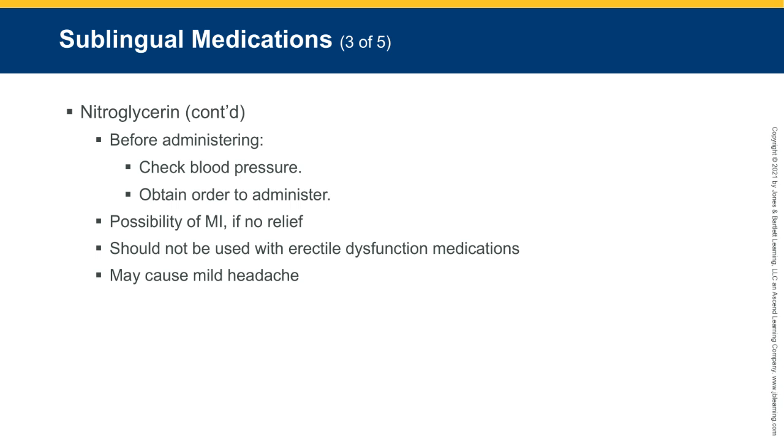Before administering nitroglycerin, always check the patient's blood pressure and obtain approval from medical control if required by protocol. If nitroglycerin does not relieve chest pain, the patient may be experiencing a heart attack rather than angina. Be aware that nitroglycerin may cause mild headaches due to blood vessel dilation, and patients should be monitored closely.